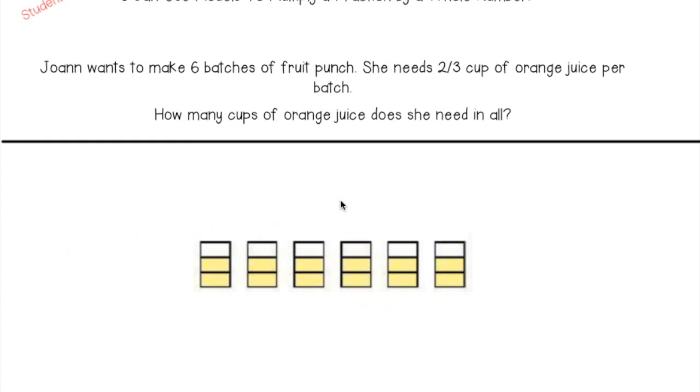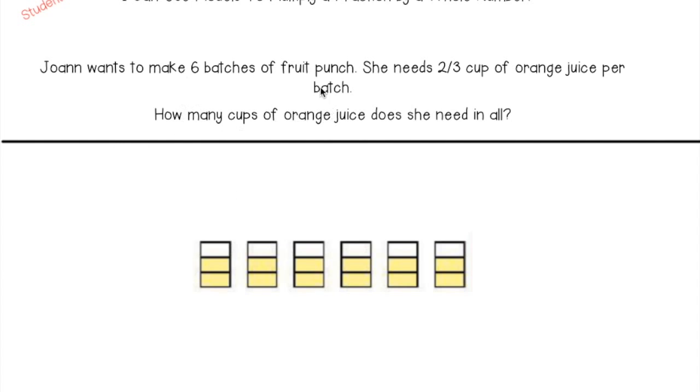Our sample problem says Joanne wants to make 6 batches of fruit punch. She needs 2/3 cup of orange juice per batch. How many cups of orange juice does she need in all? So I want you to try and solve this first on your own, and then after you solve it and you think you have the answer, I want you to hit next on your notes and listen to how I talk you through it.